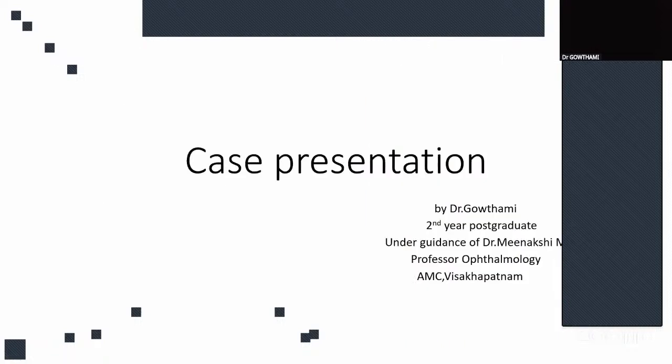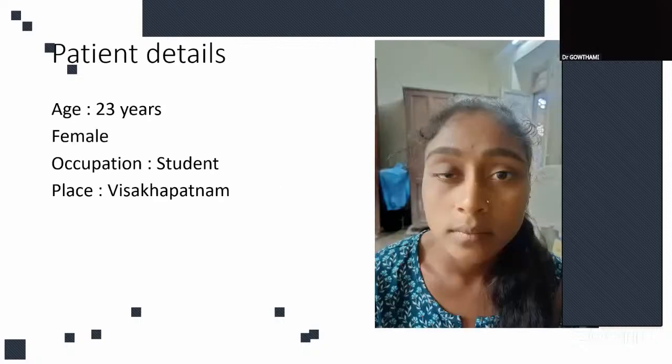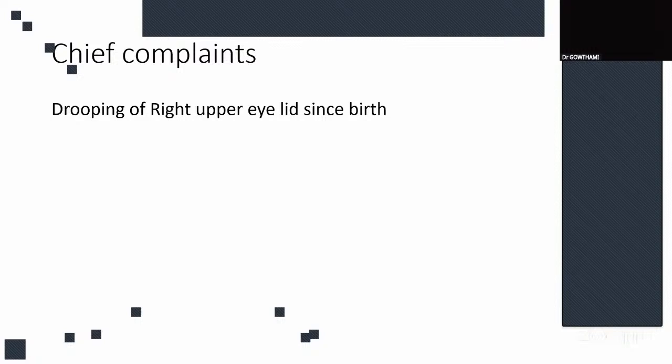I'm Gautami, second year postgraduate from Regional Eye Hospital, Vishakhapatnam, and under the guidance of Dr. Meenakshi, ma'am, I'm going to present the case. This is a case of a 23-year-old female who is a student hailing from Vishakhapatnam. Chief complaint is drooping of the right upper eyelid since birth.